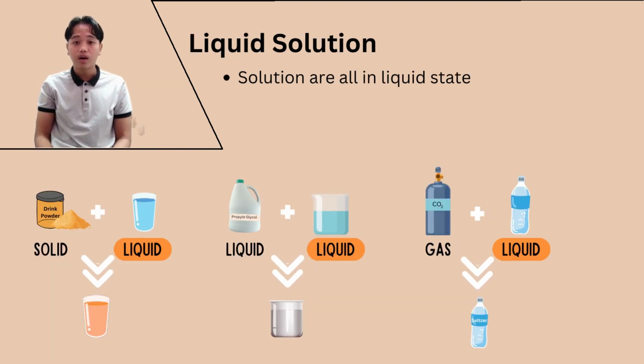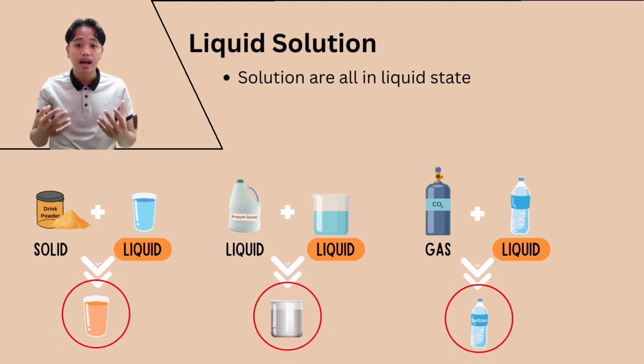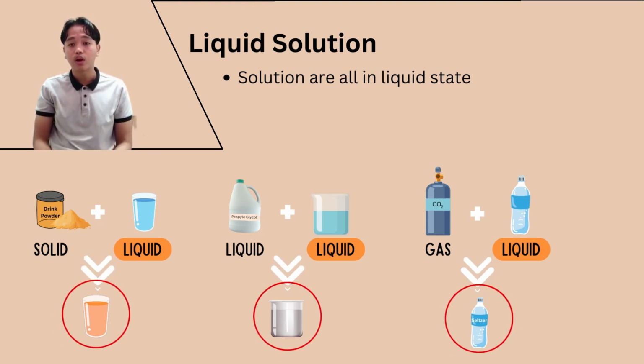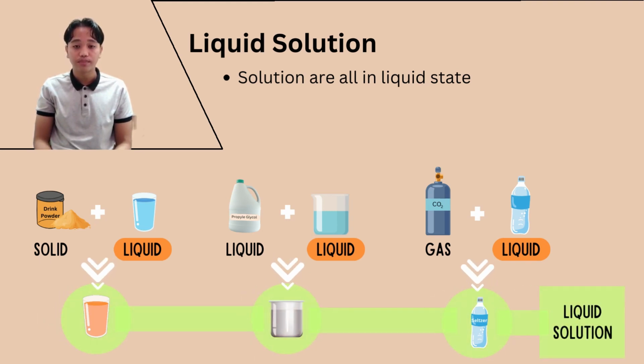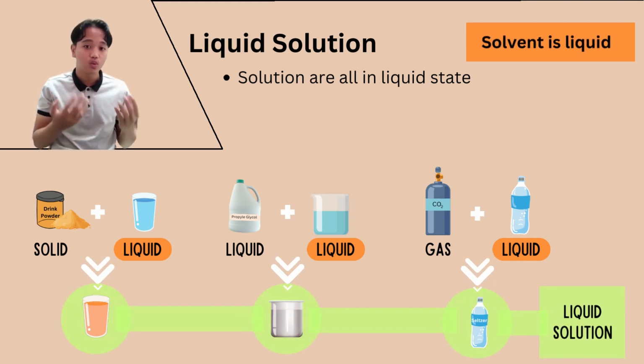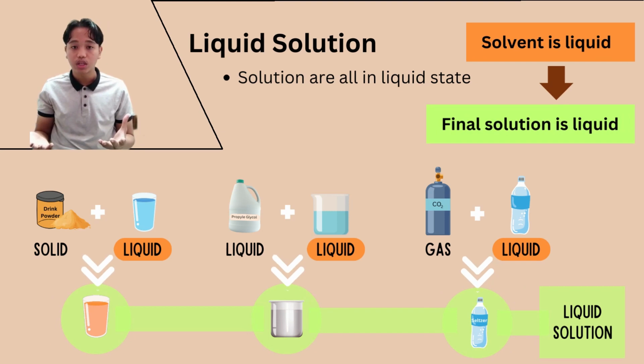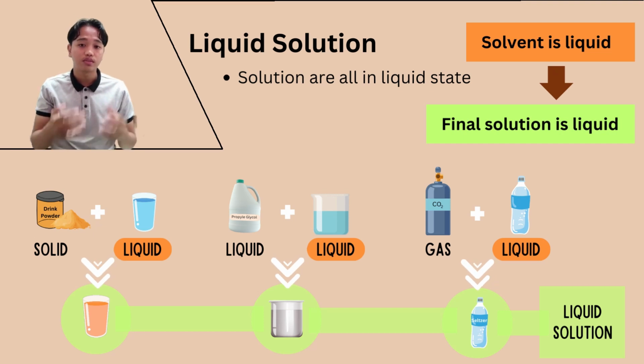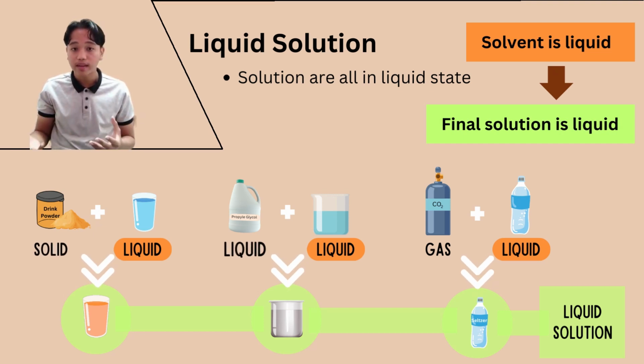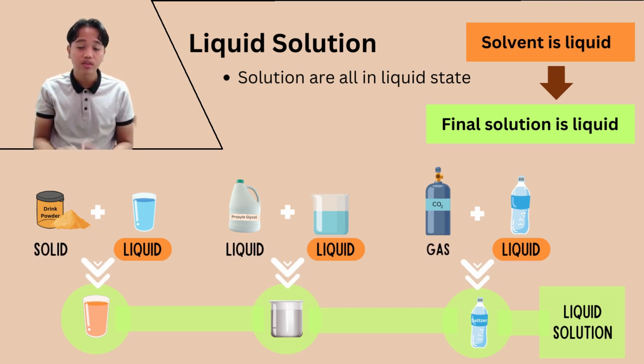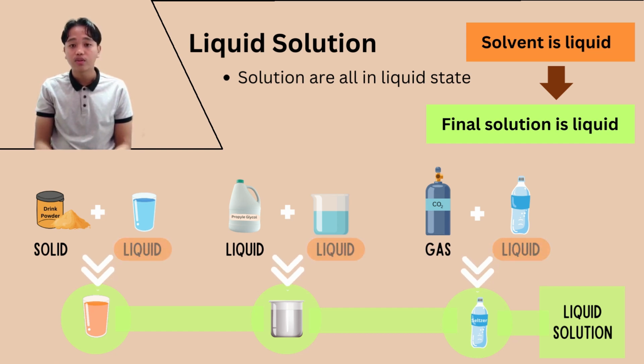Now, if you think about all the solutions that we have looked at so far, you can see that all of them are in the liquid state. They are all liquid. We call this a liquid solution. If your solvent is liquid, your final solution will also be in a liquid state, no matter what the solute is. If your solute is solid, liquid, or gas, if your solvent is still a liquid, the final solution will also be liquid.